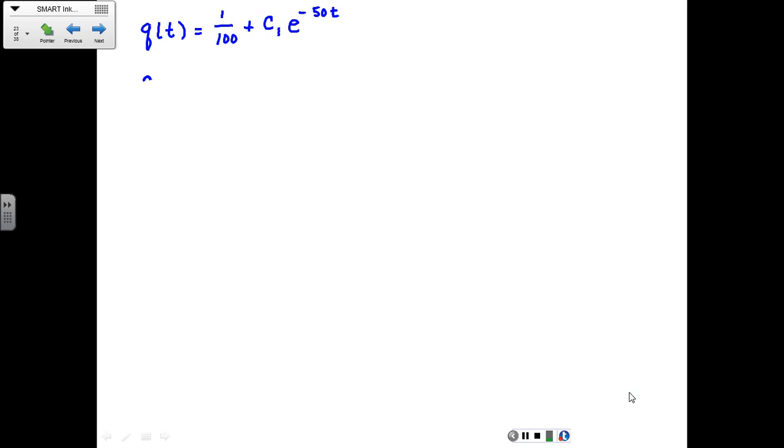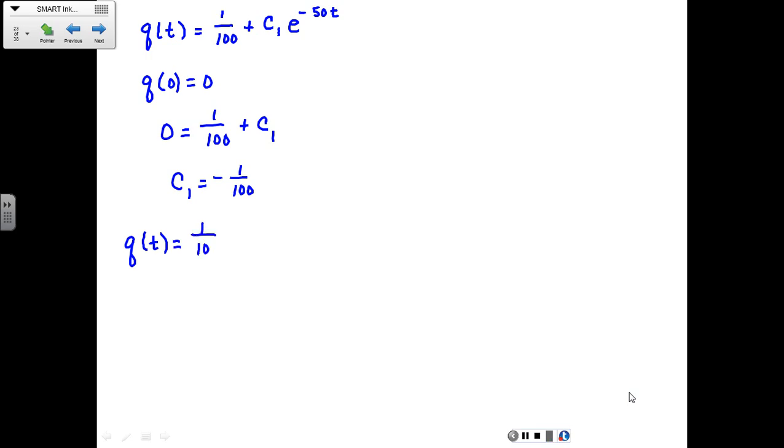Okay, Q of 0 equals 0. So 0 equals 1 over 100 plus C1, right? So what's C1 equal to? So Q of t is actually 1 over 100 minus 1 over 100 e to the minus 50t.